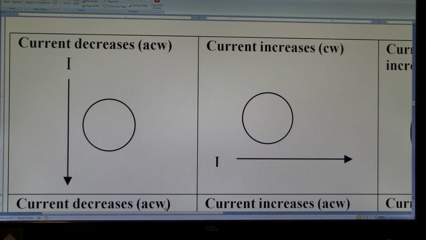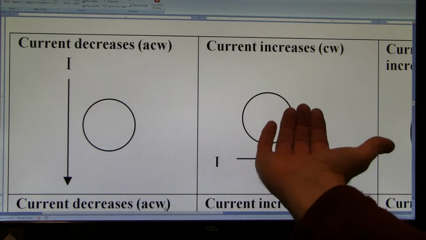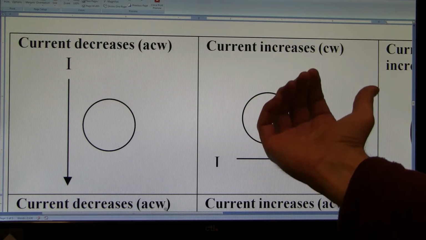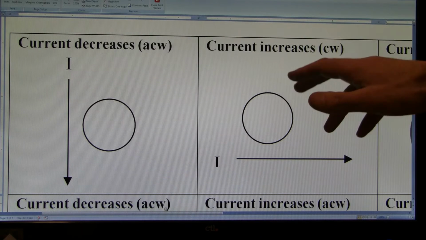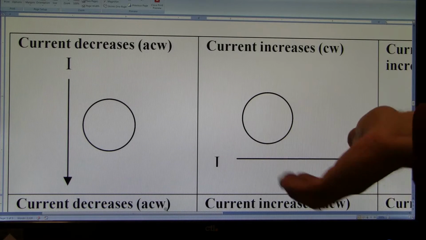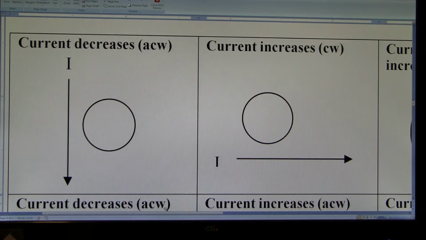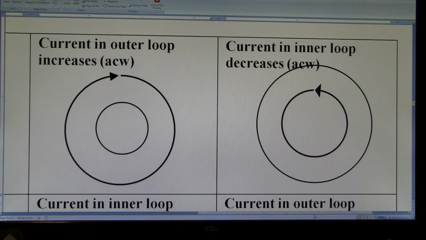All right, let's look at this guy here. The current is increasing. Well, above that wire, the magnetic field would be out of this page, right? So the current is increasing, so we are gaining flux out of the page. So if we gain flux, we oppose that by going clockwise, which would be into that page, right? Right-hand rules.